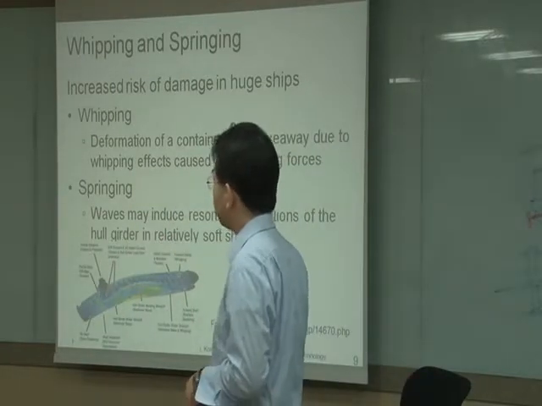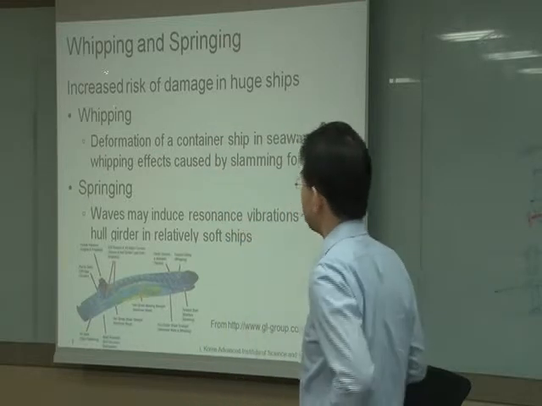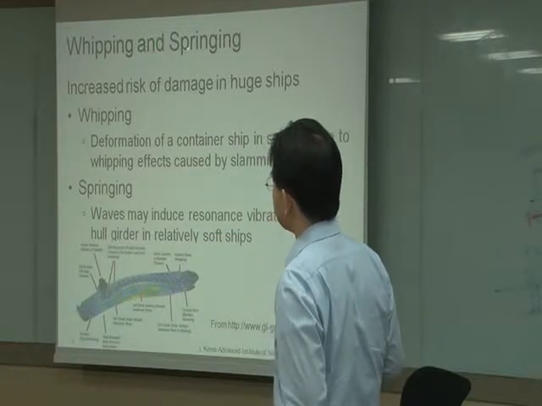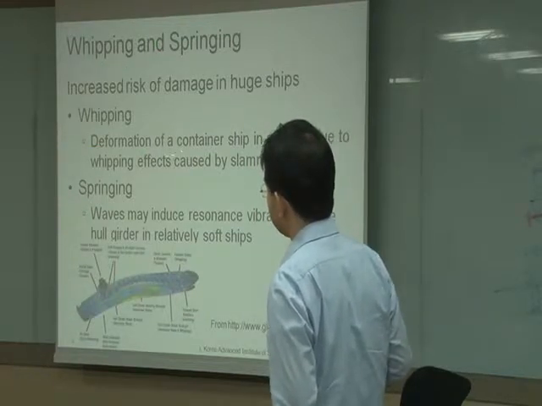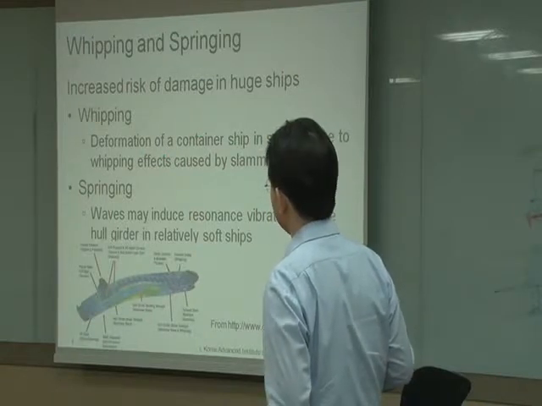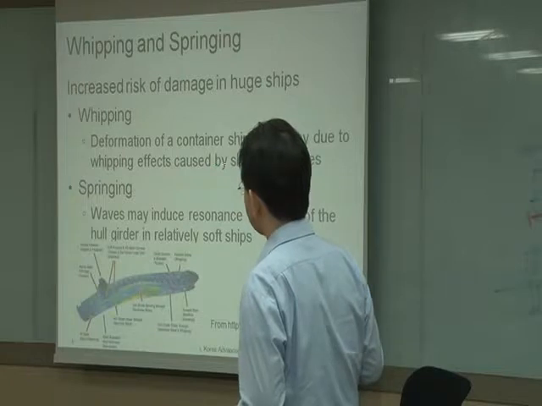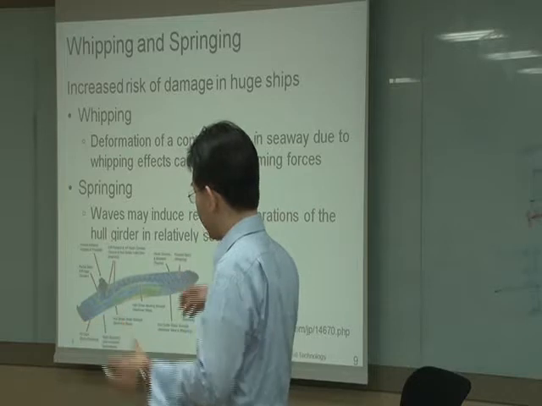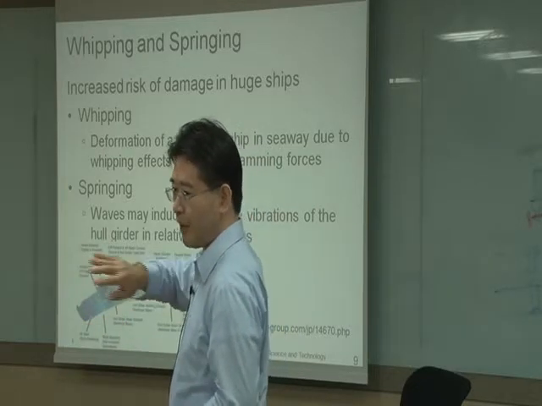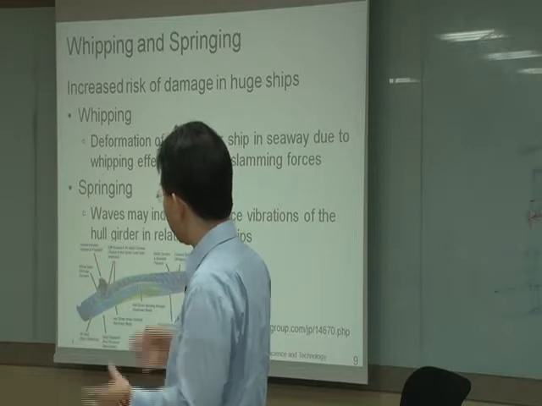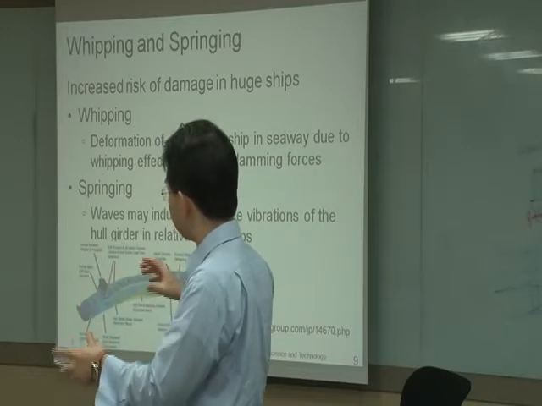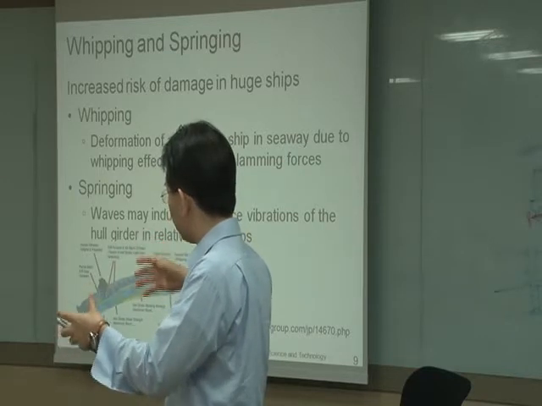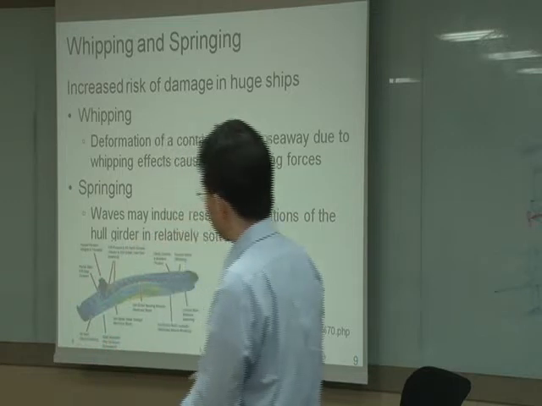Another consideration of structure is its dynamic part. They are called whipping and springing. Whipping is deformation of a container ship in a seaway due to whipping effects caused by slamming force. A ship is very large, and it will be hit at the bow by the wave load, and the load will remain for a while. The ship is whipping, and the other one is springing.